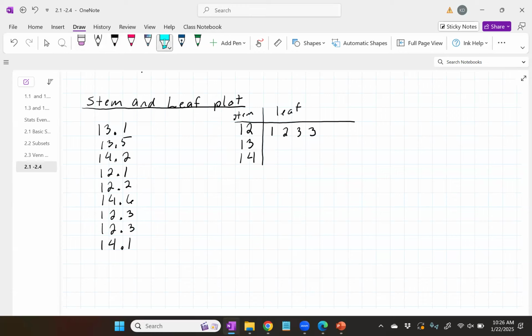I'm going to highlight my 13s. So you, that's it. So 13.1 and 13.5. So now I'm going to write a 1 and a 5. And I want to line up my first numbers and line up my second numbers so we can have like a bar graph that goes sideways. Going to highlight my 14s. So you, and you. I like to put them in order, but we don't have to. So I have a 1, a 2, and a 6.